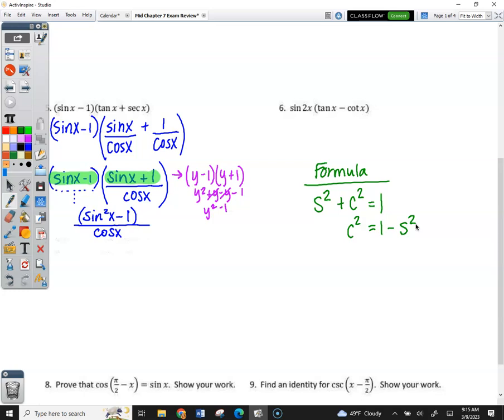Let me write it side by side so you can see. So what I actually have, I have sine squared minus 1, but this is 1 minus sine squared. So double check the sign. Double check the signs. The 1 is positive here. It's negative here. The sign is negative here. The sign is positive here.